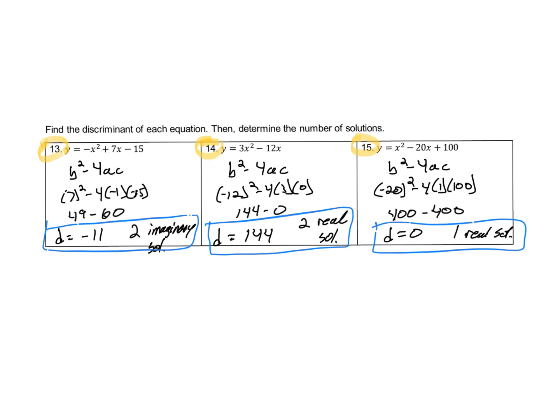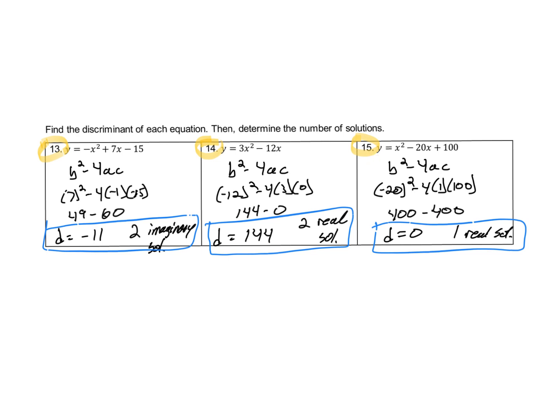On number 14, when I plugged everything in, you'll notice that the discriminant is 144. Well, 144 is actually a perfect square, but it's also positive, so we're going to get two real solutions.